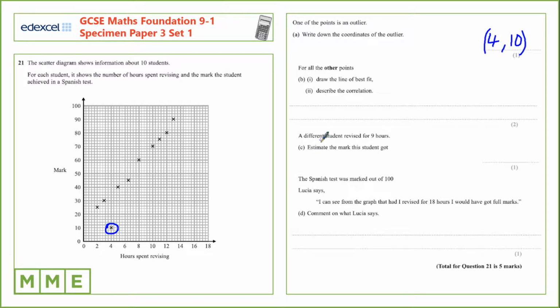For all the other points, we need to draw in the line of best fit. So we need a line that goes through all of these points, covering most of them as closely as possible, and with the same amount on either side.